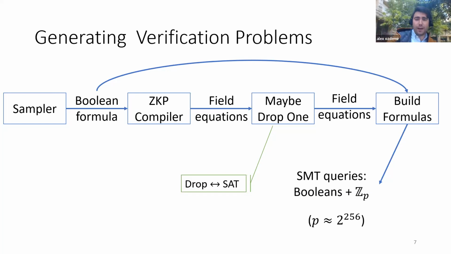Okay, any other questions about the benchmarks before we move on to how we actually do the reasoning? Yeah. So what's the reason why you don't consider smaller fields?